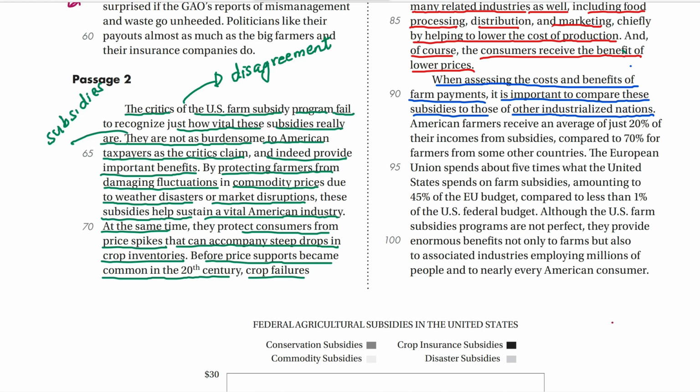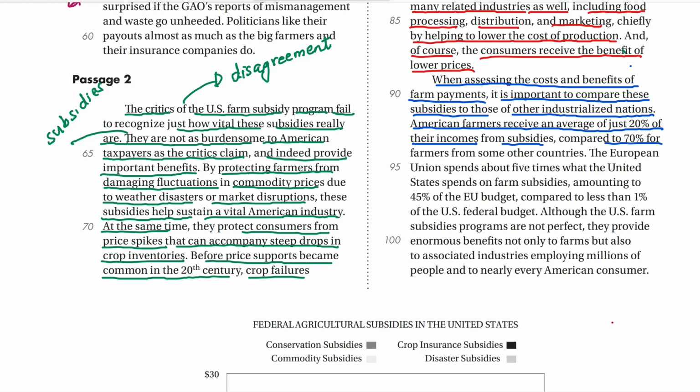And he started giving an example, saying American farmers receive an average of just 20% of their incomes from subsidies. The American farmer gets only about 20% of his income, of his income from the subsidies.